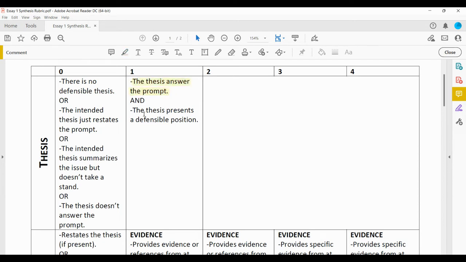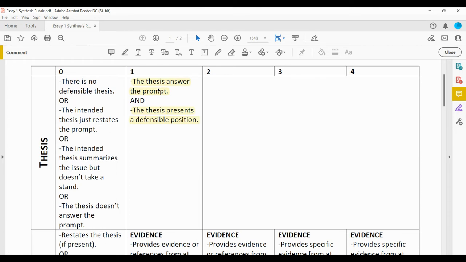First and most importantly, you need to answer the prompt and you need to present a defensible position. What does that mean? Let's say you are given a prompt about why we should or should not get rid of student loan debt for college students. That's a current topic. So, if you write an essay that is a rant about how college is so expensive and nobody should ever go, you're not going to get your thesis point because you didn't answer the prompt. You need to provide a stance on that topic.